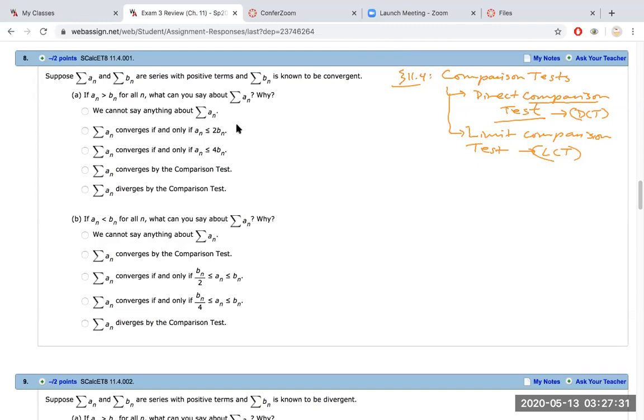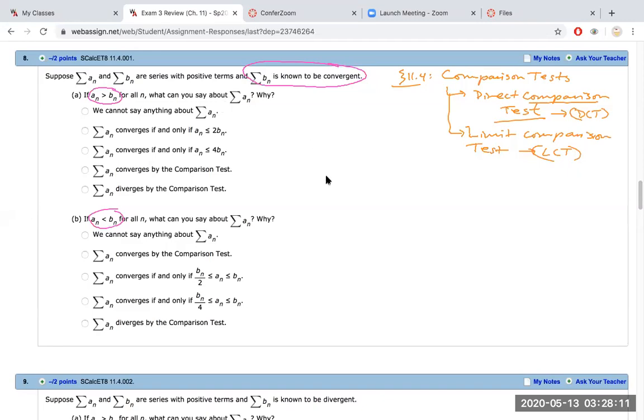Suppose the series a sub n and series b sub n are series with positive terms, and series b sub n is known to be convergent. Okay, so this is very important. This is also important. If a sub n is greater than b sub n for all n, what can you say about the series of a sub n? So let me be more specific with this. If sequence a sub n is greater than sequence b sub n terms for all n, what can you say about the series a sub n and why?